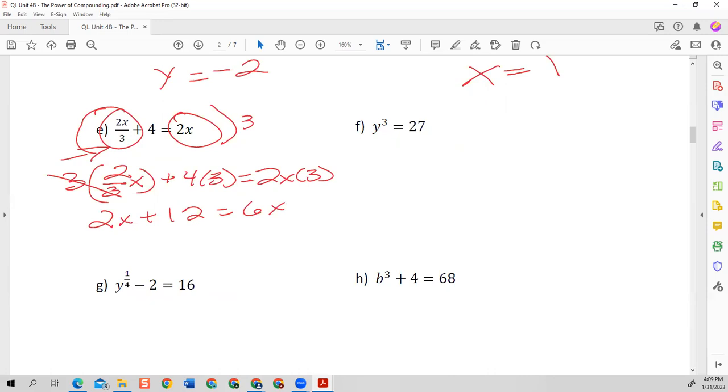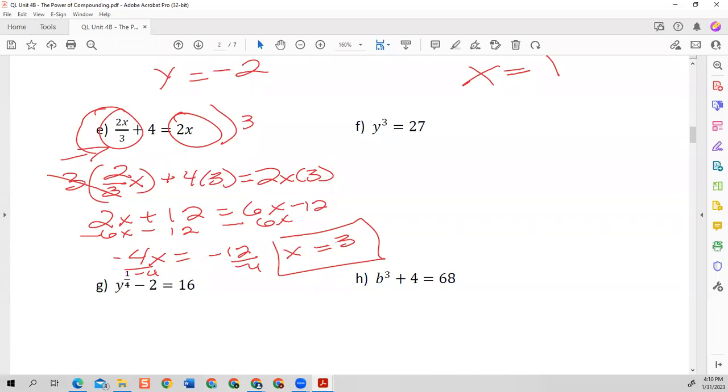Now let's move all the variable terms to one side. So I'm going to subtract the 6x from both sides, which gives me a negative 4x. I'm going to subtract this 12x from both sides. Or excuse me, there's no x, it's just 12. And now let's divide by that negative 4. So now I got x is equal to 3. And that is my answer for that one.